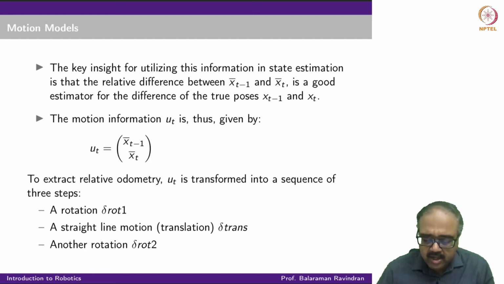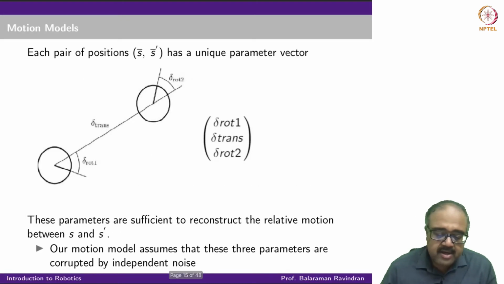So, what I do now is I transform this relative odometry information into a sequence of 3 steps, which we will call delta rotation 1, delta translation and delta rotation 2. Okay, so, what are these? Delta rotation 1 is essentially taking the original orientation of the robot and moving it so that it faces in the direction of the translation. So, I know this.